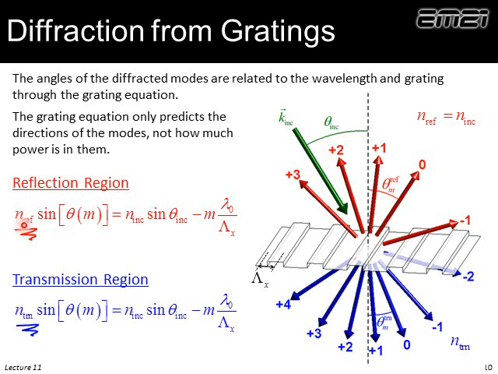We would change out this first refractive index for the refractive index on the top of the grating if we're looking at the diffracted modes up here in the reflection region. Likewise, if we're looking for the directions in the transmission region, we'll make that the refractive index of the transmission region. Otherwise, the equation stays the same, remains unchanged.